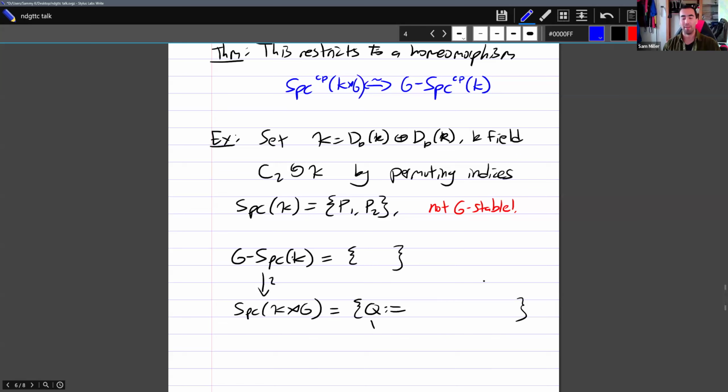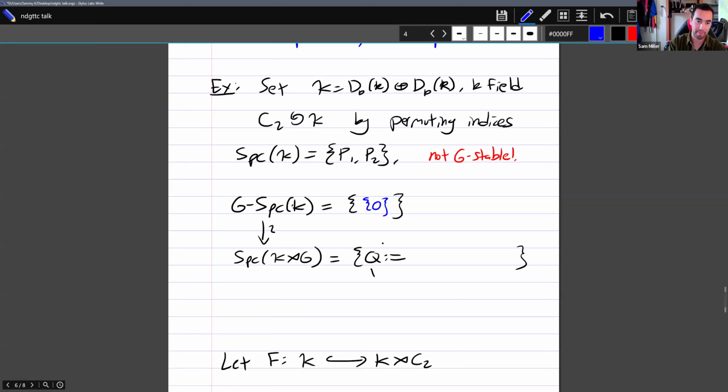And so for our example of things where everything breaks down, let's just set K to be equal to the derived module category of K plus K, where K is a field. So one of the simplest categories you can cook up. So C2 acts on this category by permuting indices, just swapping things. And so spec of K will just be these two points, P1 and P2, and neither of these are G stable. And so in this case, G spec of K is just going to be one thing, it'll be 0. And so note in this case that 0 is not a prime, but it is a C2 prime.